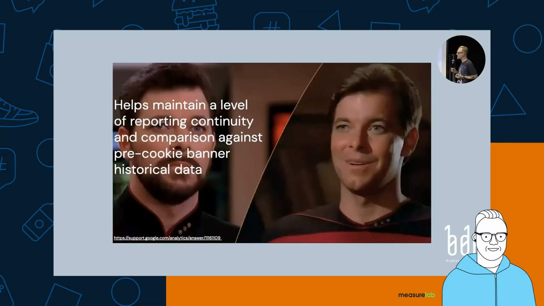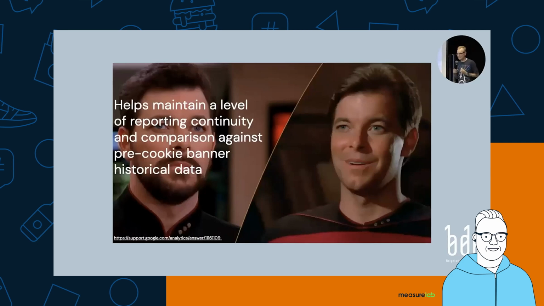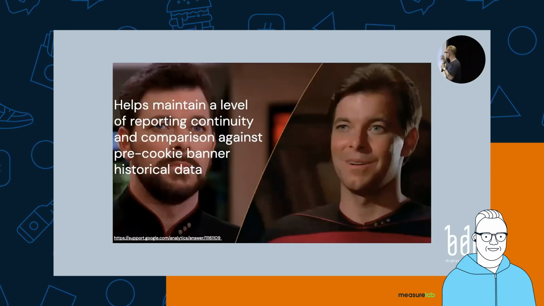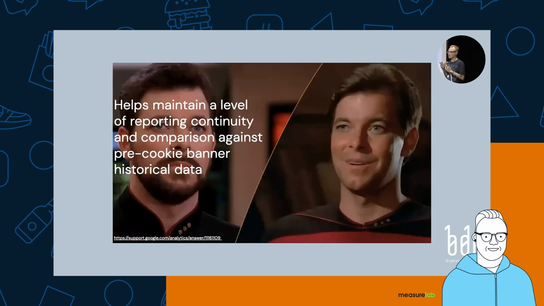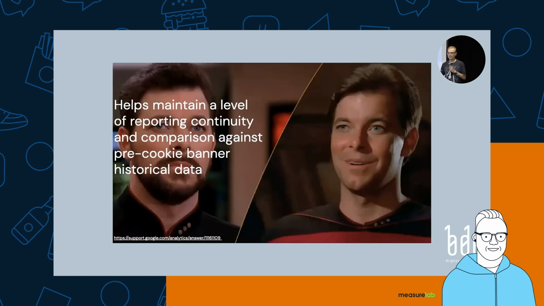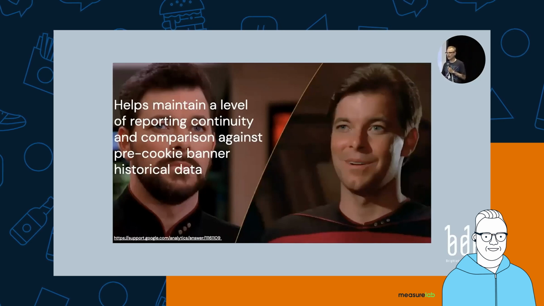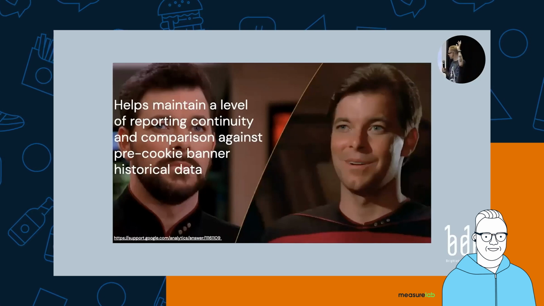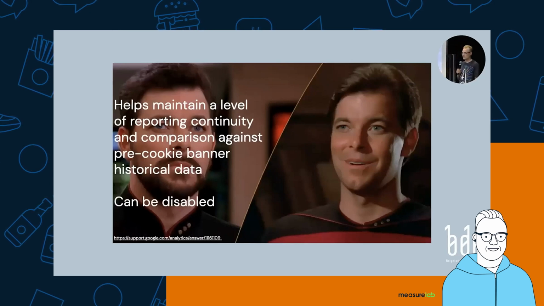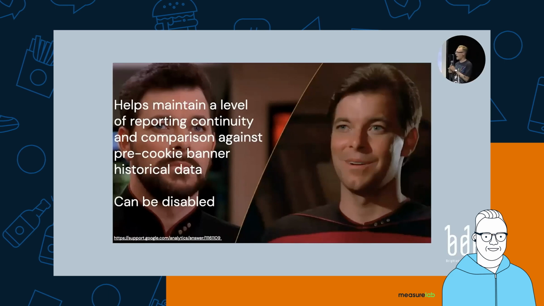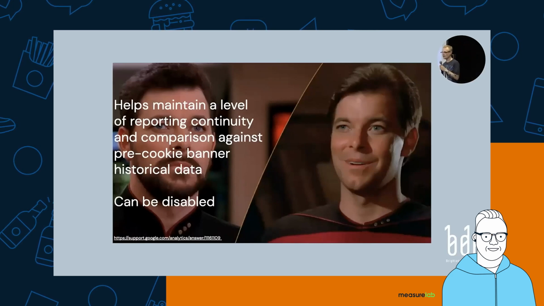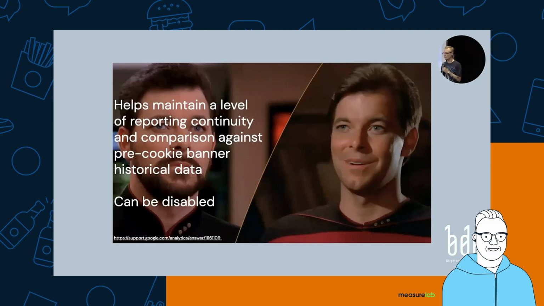The first pro of this kind of modelling is that it helps to maintain that year-on-year, month-on-month, pre-post cookie banner policy comparison. Maybe not for the majority of people sitting in this room, but from an organization level it helps create some kind of continuity within data and trends at the very least. The other thing is that it can be disabled, so you can opt in and out of this at the flick of a switch. You can just turn it off and on. It has no effect on historical or future data. It's just an option you can toggle on and off.